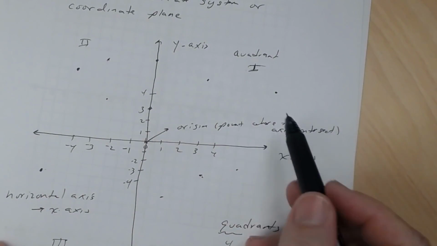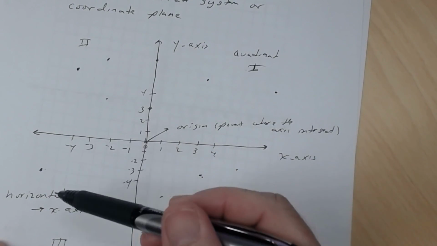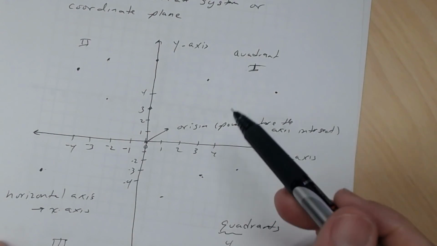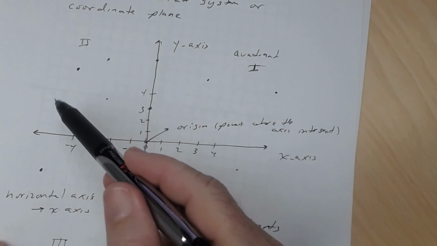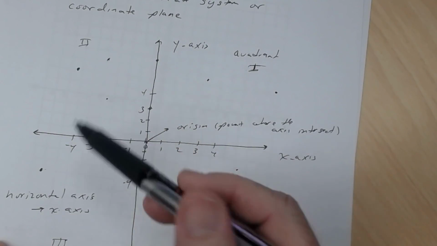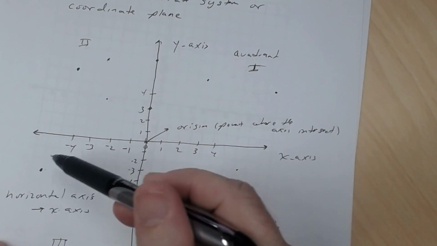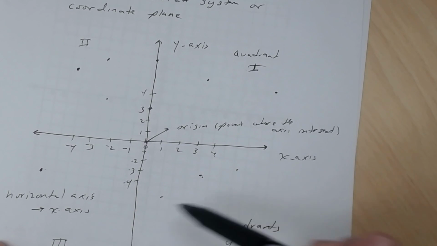Now, not all points lie in a quadrant. These points lie in a quadrant, that's quadrant 1. These points lie in a quadrant, that's quadrant 2. These points here lie in a quadrant, that's quadrant 3.